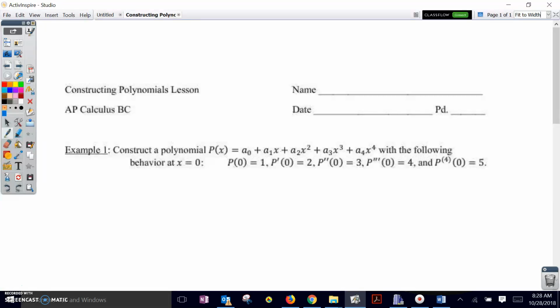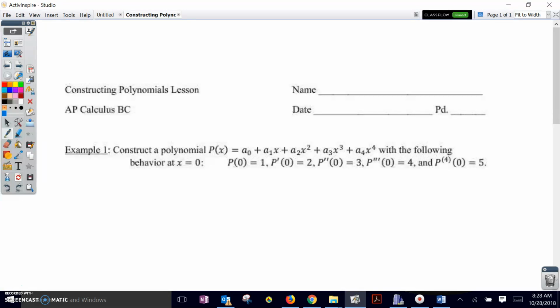We want the polynomial's value at 0 to be 1. We want the derivative of the polynomial's value at 0 to be 2. The second derivative to be 3. The third derivative to be 4. And the fourth derivative to be 5. And those are just arbitrary values that we picked to illustrate what's going on here. So we're going to construct a polynomial that has this kind of behavior.